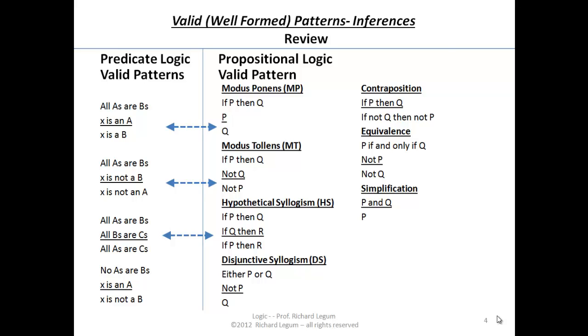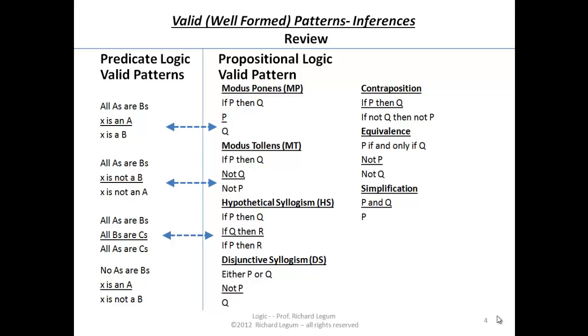In propositional logic, you had this indirect inference, that is modus tollens. If P then Q, not Q, therefore not P. Let me make sure I said this right. Indirectly, you're going through a negation. And then we had the chained inferences: all A's are B's, all B's are C's, therefore all A's are C's. If P then Q, if Q then R, therefore if P then R, the chained inference, hypothetical syllogism.